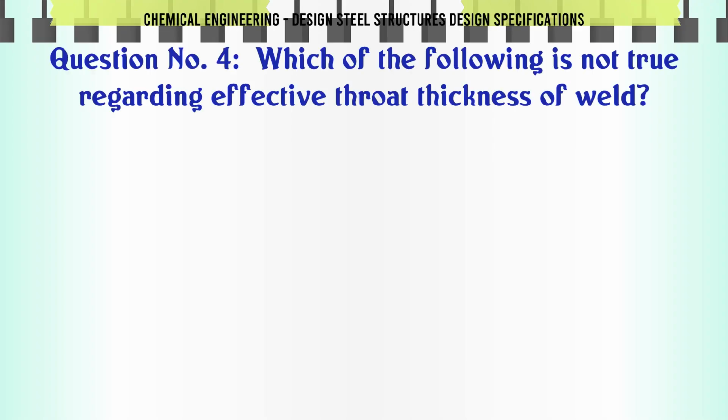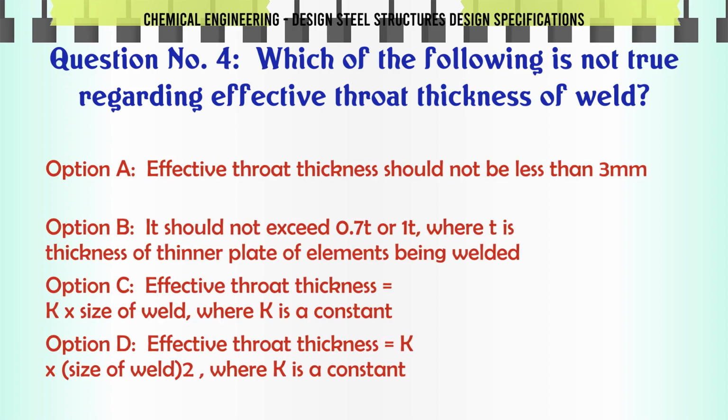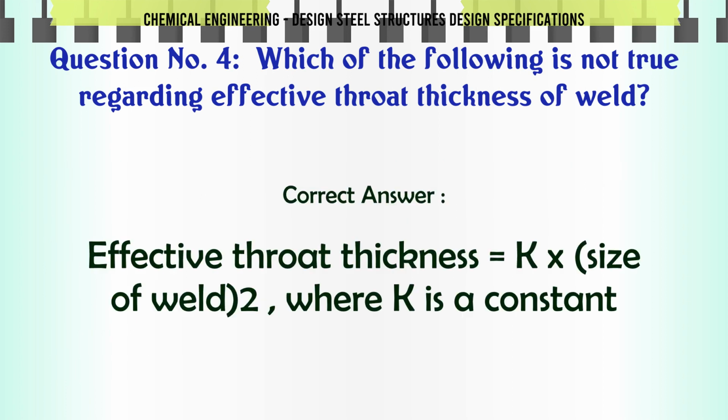Which of the following is not true regarding effective throat thickness of weld? A. Effective throat thickness should not be less than 3 mm. B. It should not exceed 0.7 T or 1 T, where T is thickness of thinner plate of elements being welded. C. Effective throat thickness K times size of weld, where K is a constant. D. Effective throat thickness K times size of weld by 2, where K is a constant. The correct answer is effective throat thickness K times size of weld by 2, where K is a constant.